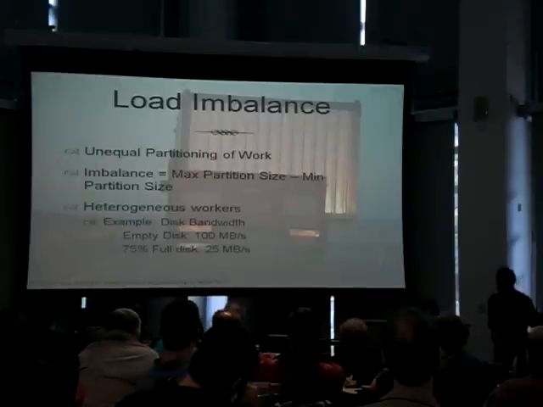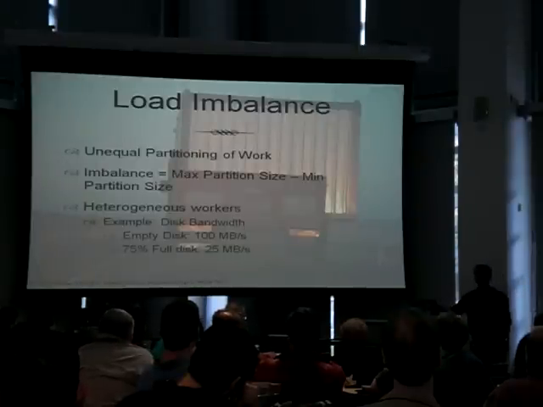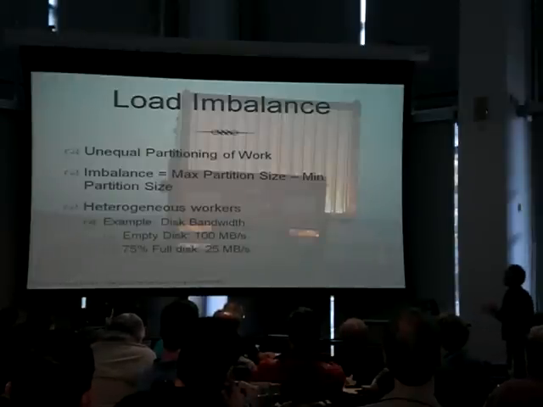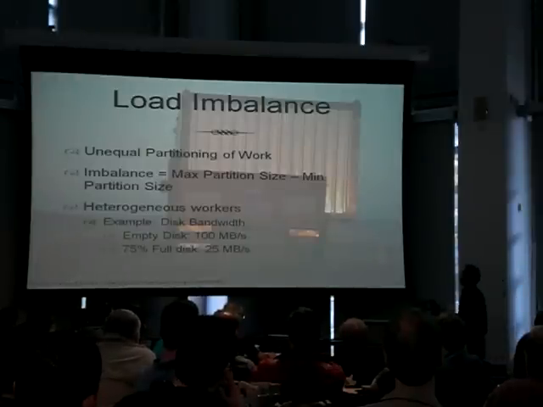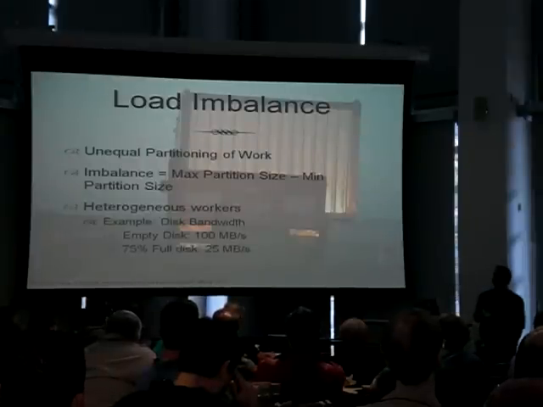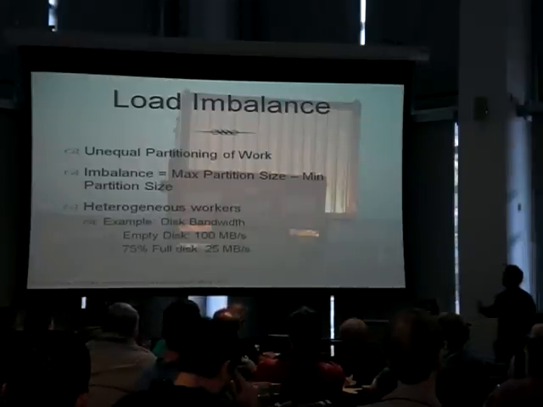Now, if you have some map task which is going to process 100 megabytes versus another map task which is going to process only 2 megabytes, you would expect to see the 2 megabyte task finish faster, and then all the reducers are going to wait on that 100 megabyte task to finish. Okay, so that's uneven partition.